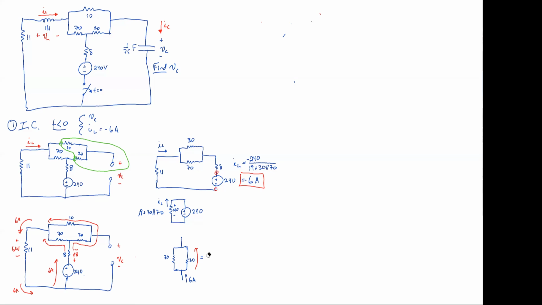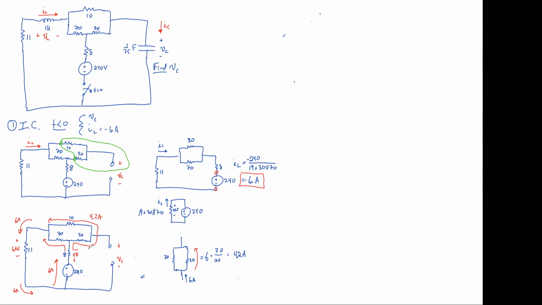So wouldn't you just use the current divider equation? Yeah, which starts out at 6 times. It's going to be the opposite, so 70 over 100. That's it. So that would be 4.2 amps. So now that we've got 4.2 amps going around here, now we've solved, I think, everything.